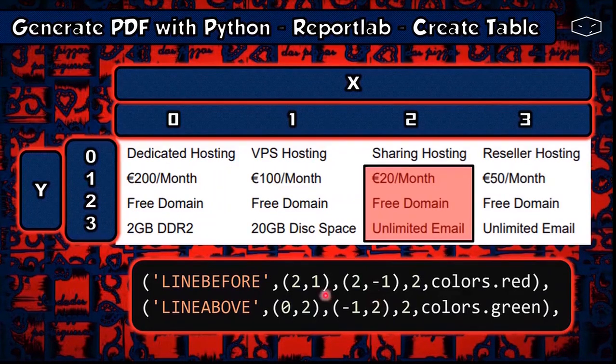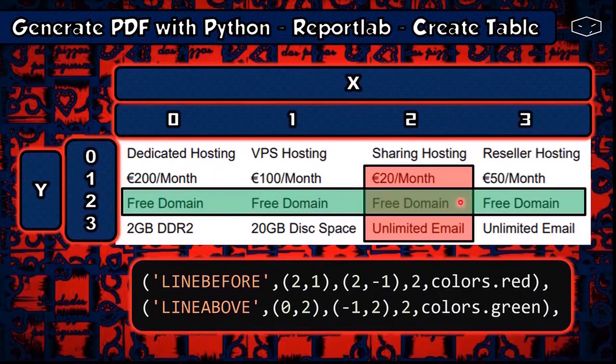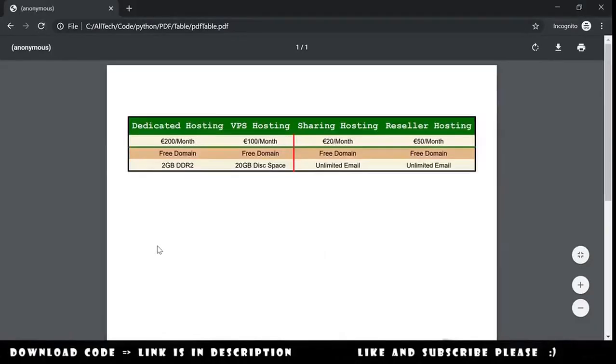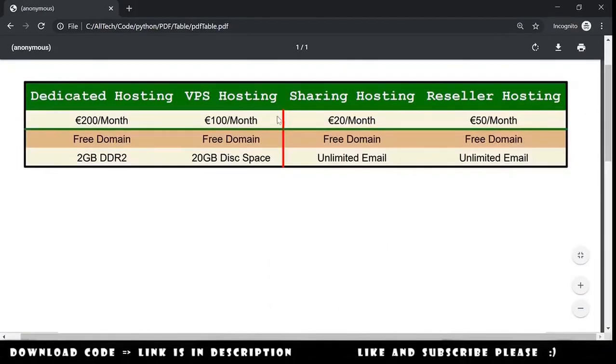Okay. For the line above, it is selecting the x equals 0, y equals 2, so it goes here where we have free domain, and for x it will go to the end, and for y it will go to the number 2. Okay, so it will make this rectangle. Okay, and this is the result. As you can see, we have here a red line and a green line.